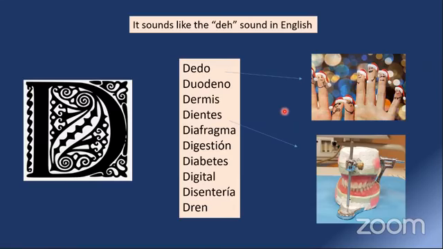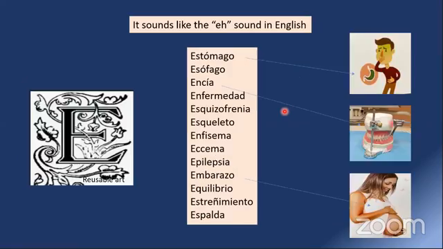Next one here. So we are learning a lot of parts of the body and medical terms. Letra E in English sounds like I, but in Spanish is E. What we have here, estómago. Estómago is the stomach. Esófago is the pipe on top of the stomach, the esophagus. Encía is not the dientes, the white part. Encía is the gum, this pinky part here.